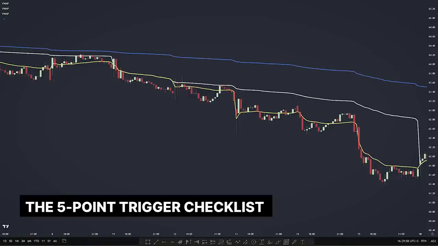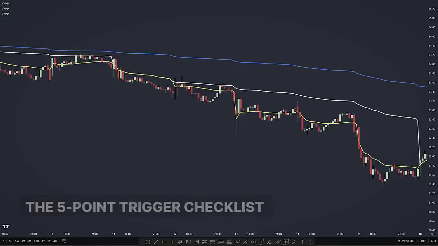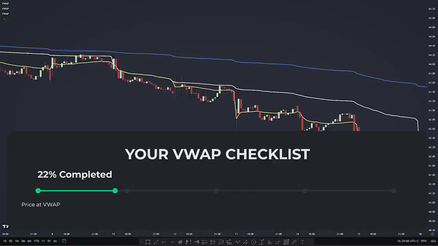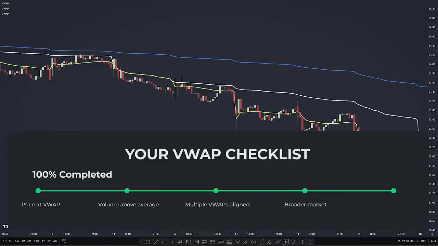Your VWAP playbook becomes a simple checklist. Is price at VWAP? Is volume above average? Are multiple time frames aligned? Is the broader market supporting this direction? Are VWAP bands expanding or contracting? Check all 5 or skip the trade.